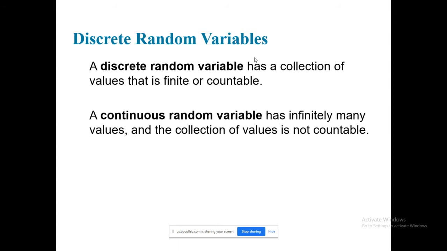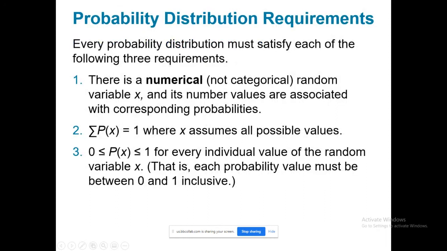Weight is also a continuous random variable. On one scale, you may weigh 131 pounds. On another scale, you may weigh 131.6 pounds. On another scale, you may weigh 131.2. Since that varies and it's not quite countable, right, because there are infinitely many values, weight is also considered to be a continuous random variable. And so these are the two types of random variables that we're going to discuss.